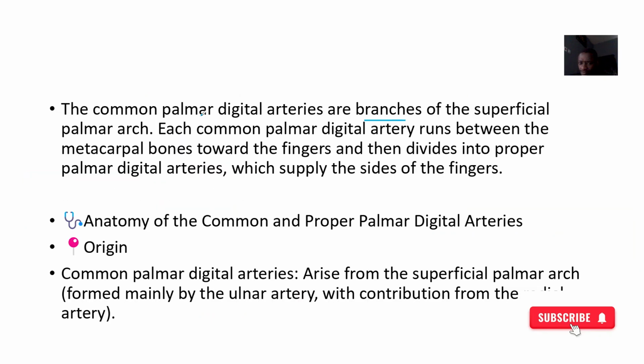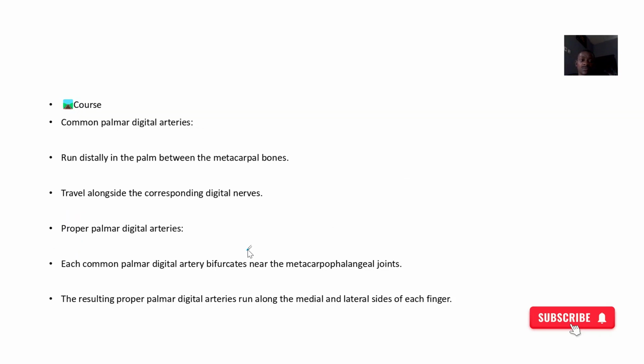Okay. So what next? The common palmar digital arteries arise from the superficial palmar arch, formed mainly by the ulnar artery with some contribution from the radial artery. The common palmar digital arteries run distally in the palm between the metacarpal bones. They travel alongside the corresponding nerves, and they give rise to the proper palmar digital arteries.